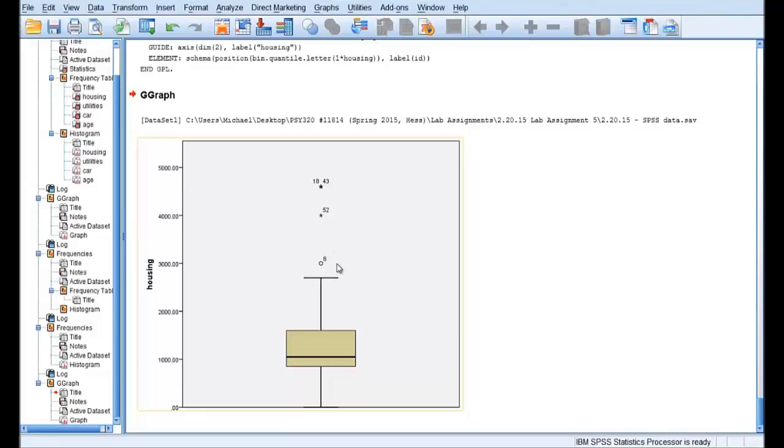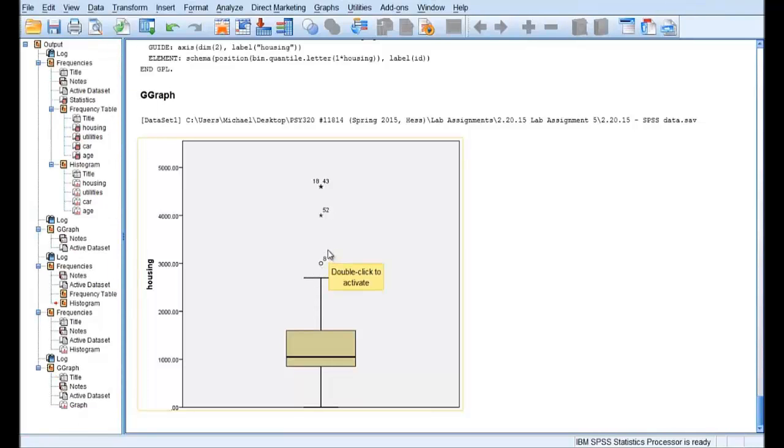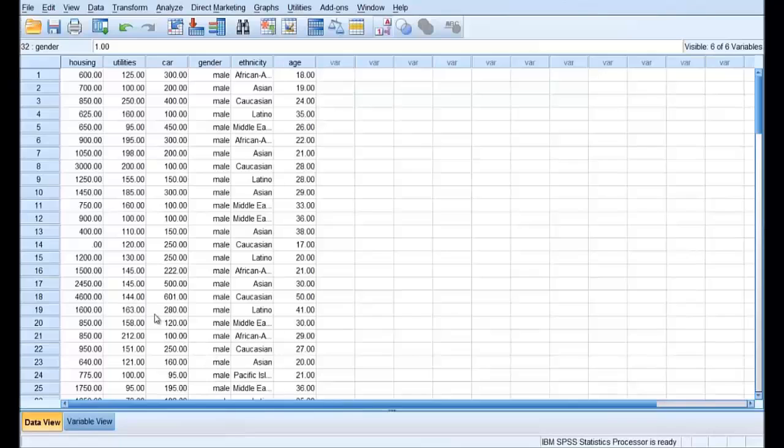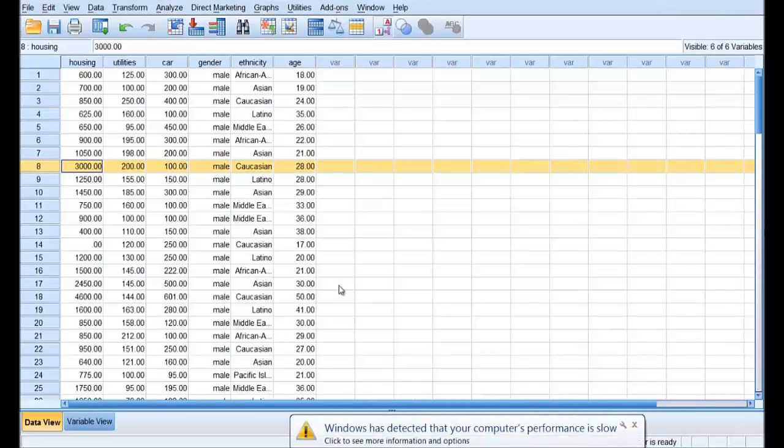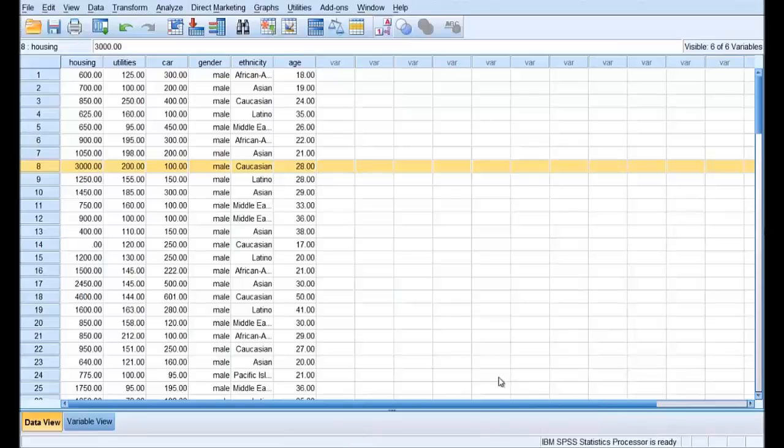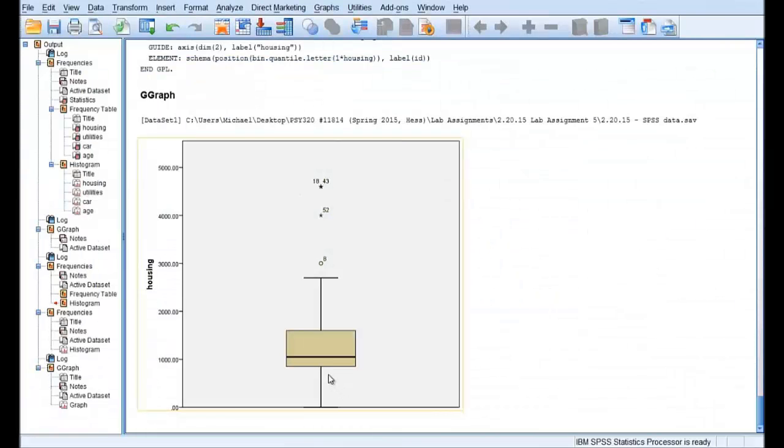So let's look at participant 8 and see what their housing cost was. You can see it's around 3,000, but that's really just an illustration. We want to see exactly what their housing cost was, so you know whether it's an outlier or not. So go back to your data, and you can see that participant number 8's housing cost was exactly $3,000. And that, for this case, would be considered an outlier in our box plot, which is this number right here.